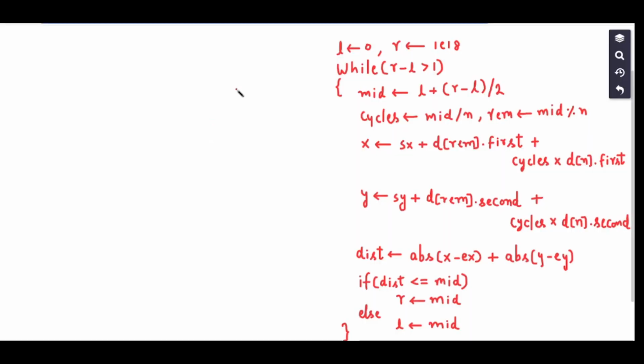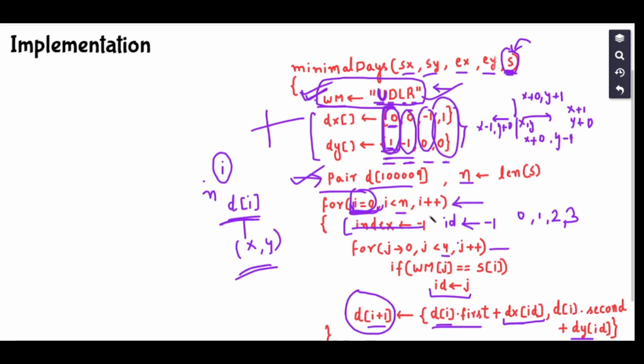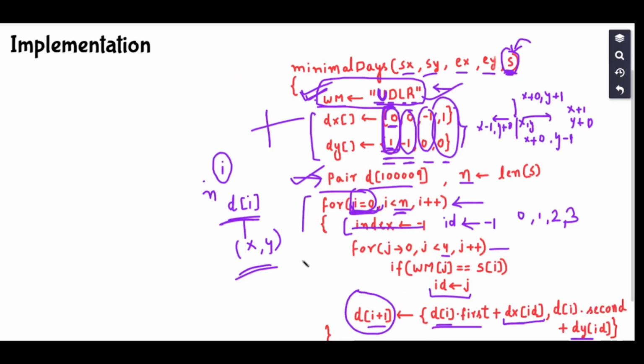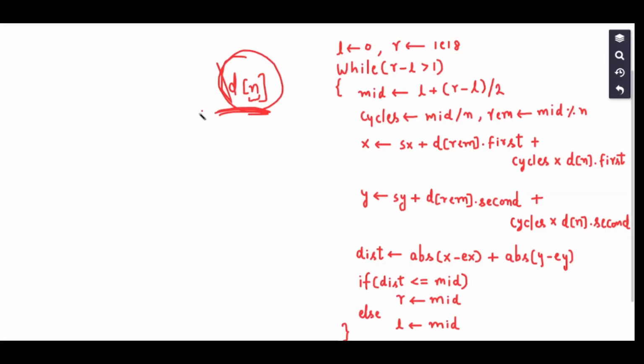Finally, this dn is going to represent the position of the ship after n days. Here I am just following the wind. I am not following the ship's engine, just calculating the position of the ship after n days, which is present at this location of the array.